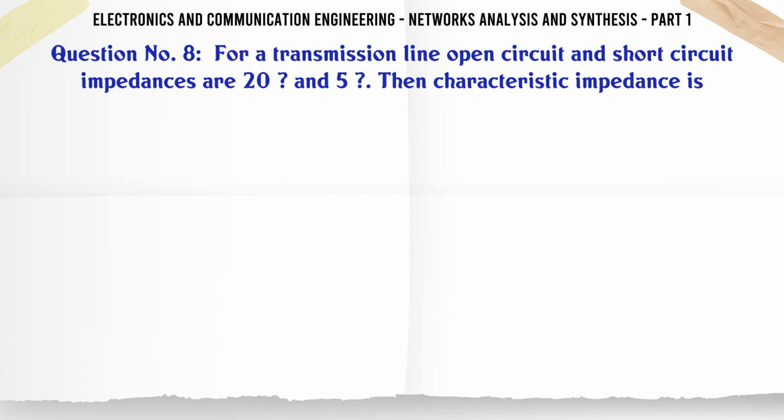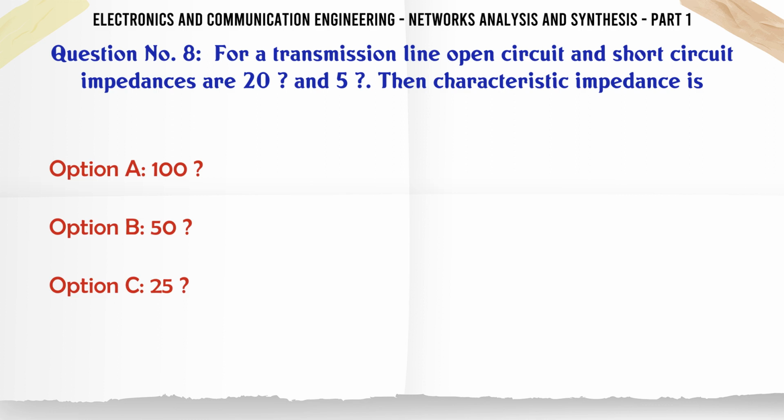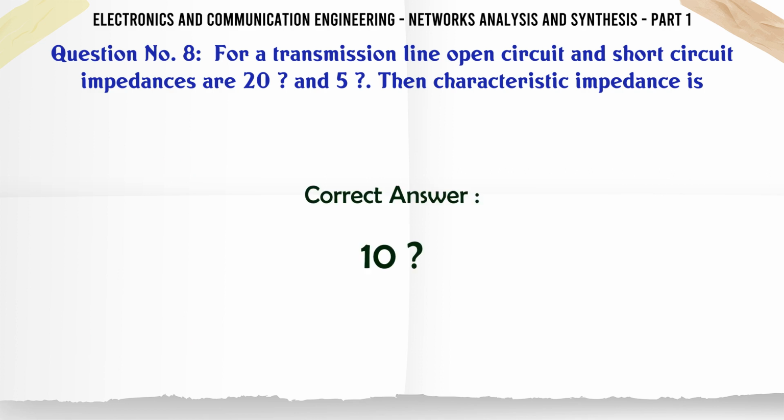For a transmission line, open circuit and short circuit impedances are 20 and 5. Then the characteristic impedance is A. 100, B. 50, C. 25, D. 10. The correct answer is 10.